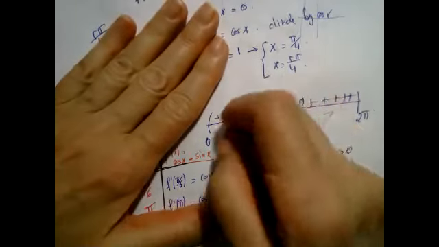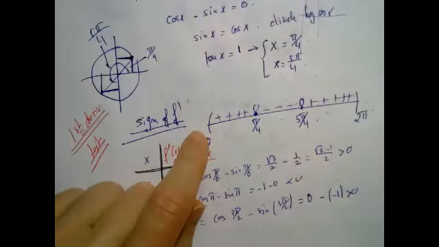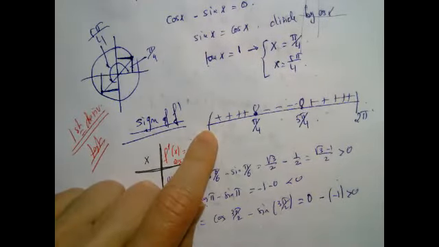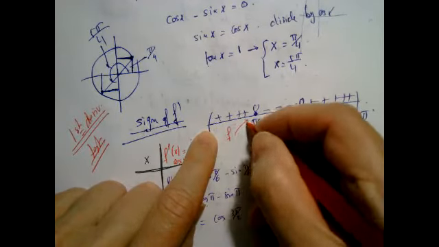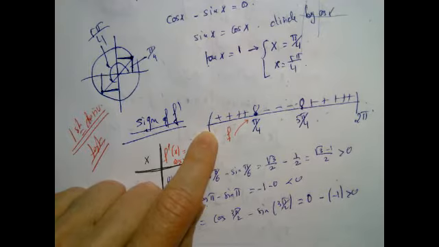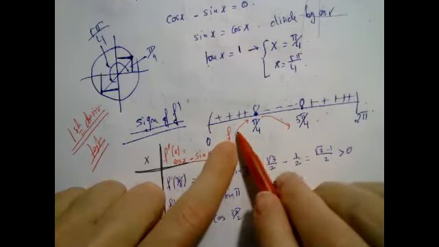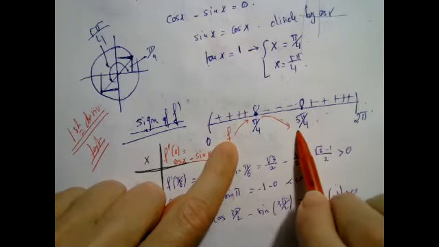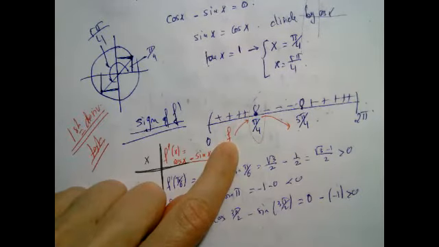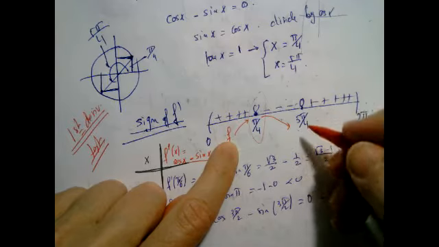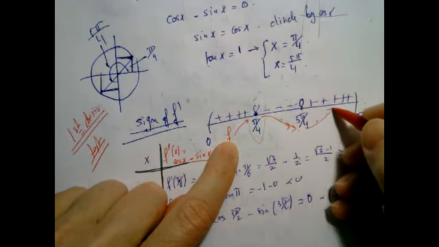Now I need to analyze these. What does this tell me? If the derivative is positive, it means my function f increases up to pi over 4, and then it decreases after that. So at pi over 4, I definitely have a local maximum. Now, at 5 pi over 4, it keeps decreasing, and then right here it is going to start increasing.